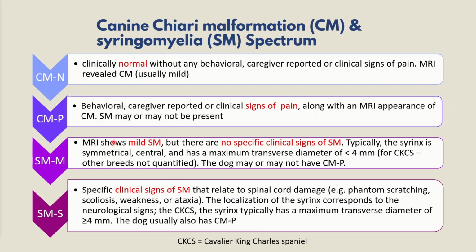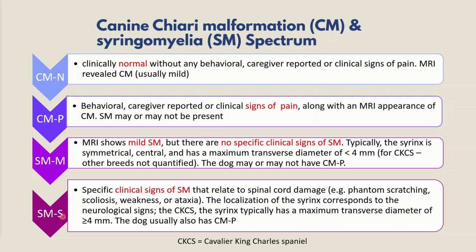Syringomyelia mild is when the MRI scan shows mild Syringomyelia, but there are no specific clinical signs of Syringomyelia. And in this instance, the syrinx is symmetrical, central, and has a narrow diameter. For the Cavaliers, that would be less than 4 millimeters in transverse diameter. It's not been quantified in other breeds. Again, the dogs may have pain associated with the Chiari malformation, but no specific signs of Syringomyelia.